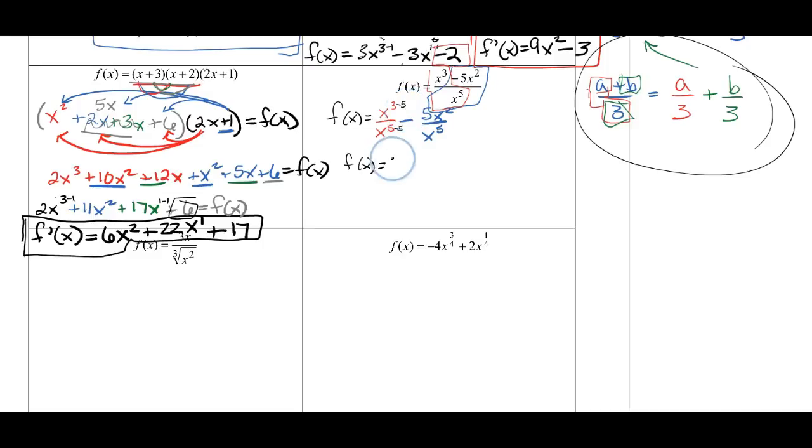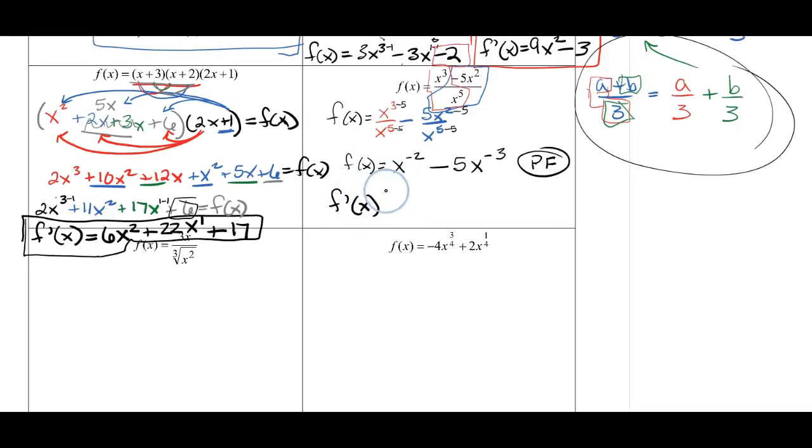divide out x to the 5th, which will give me x to the negative 2nd over x to the 0, which is 1, minus, same thing here, I'm going to subtract out the exponent 5 as we divide by x to the 5th. I get minus 5x to the negative 3. Now we're in polynomial form, and we can take the derivative.